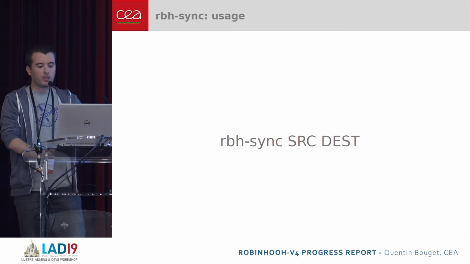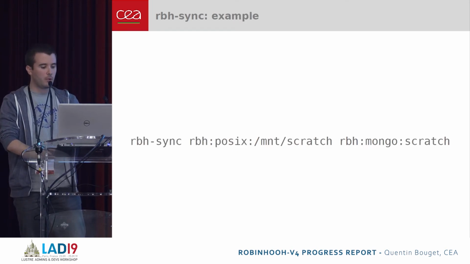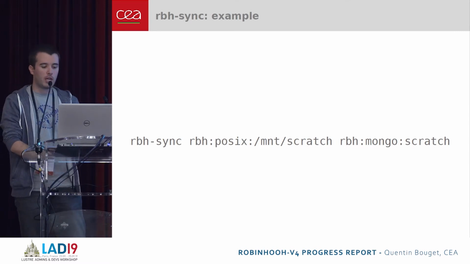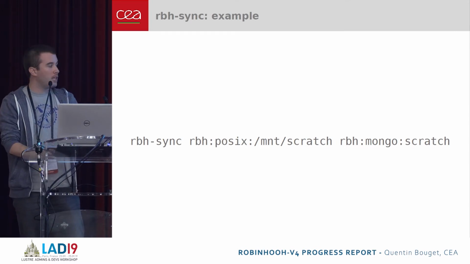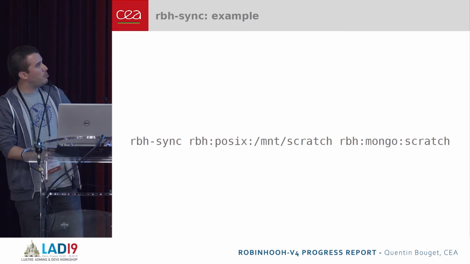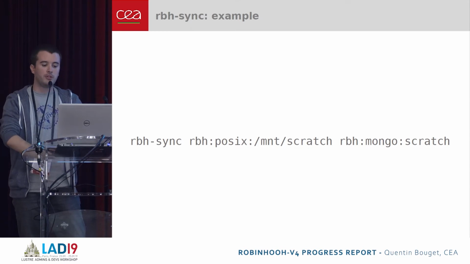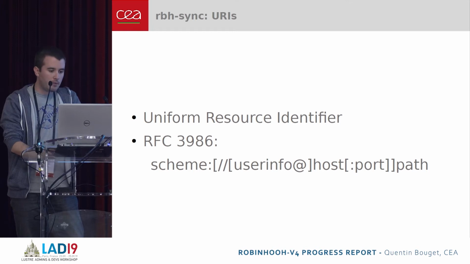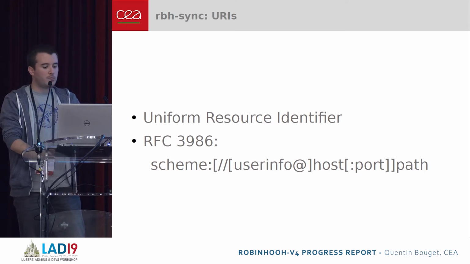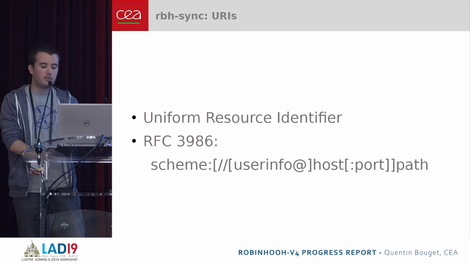But the source is not really that simple. This is an example of what it would look like in reality. So the two parts, the RBH, colon, POSIX, etc., is what I call a Robinhood URI. At this point, I suppose it's useful to explain what a URI is. A URI means Uniform Resource Identifier. It's defined in the RFC 3986, and its basic syntax looks like scheme, colon, a bunch of things that are optional, and a path.